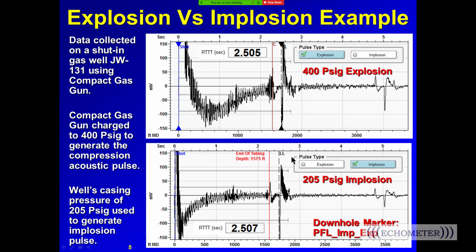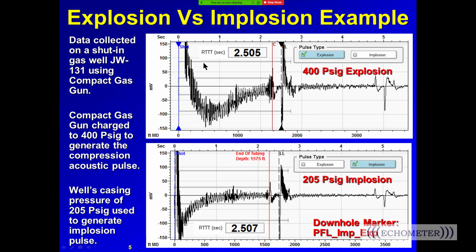So one of the wells we went to had a casing pressure of 200 psi, and to create the shot, we did an implosion shot, and that's this shot right here, and we marked the software so it was implosion, so the liquid level kicks down, and that's what happens when you check an implosion. We also said we can add another 200 psi of pressure above the well pressure and make an explosion shot, and the shots will look exactly the same.